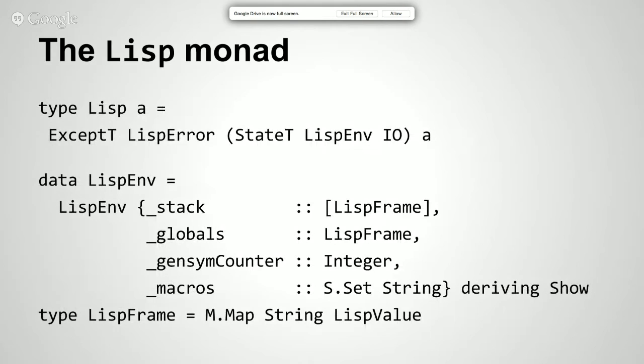Lisp env is this type here. It's got a stack. It's got globals. Lisp frame is a map from strings to Lisp values. It's got a gensym counter, because gensym is a function that just generates a new symbol that has never been seen before, so it has to be unique. So here we have it auto incrementing. And then macros, which is a list of what is recognized as a macro at a given time. And these are prefixed with an underscore because we want to define lenses, which I'll be covering in about a week. So don't worry about that for now.